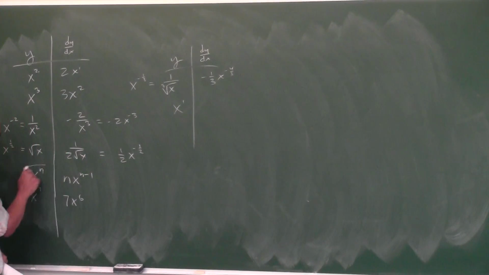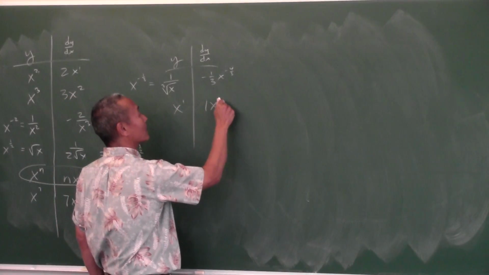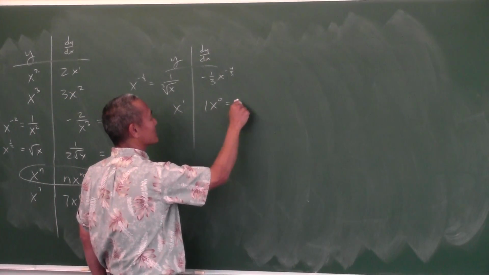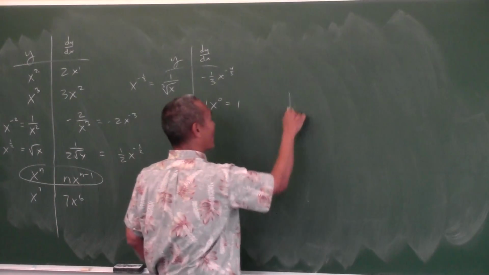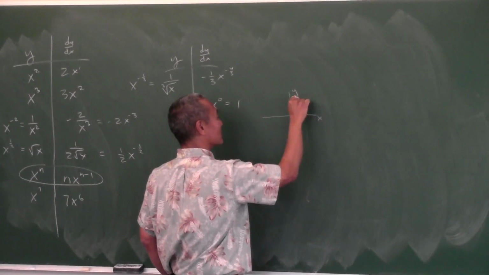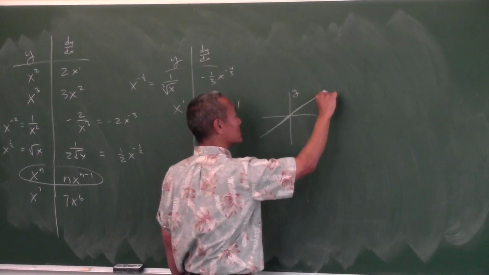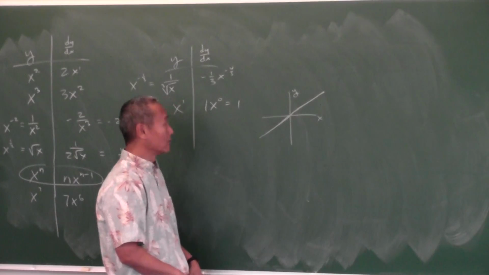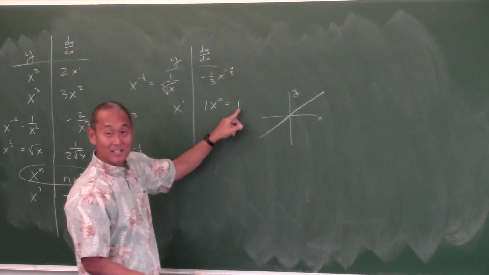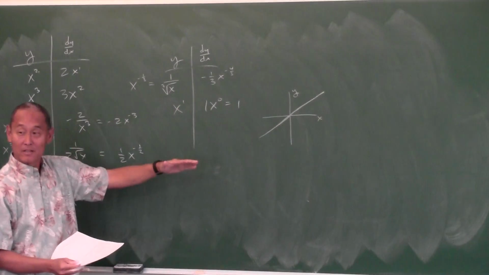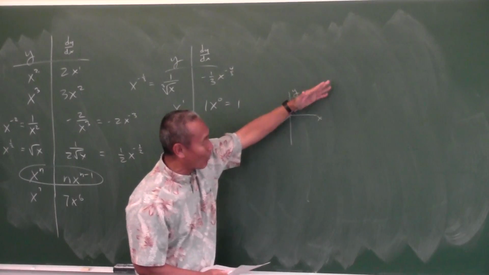Using the rule right here, 1x to the 0. But what is x to the 0? So it's just 1. But if you just think about it, it makes sense, because what is the graph of y equal x? And look, the slope is always the same. What is the slope? What's the slope of y equal x? 1, because the derivative tells you the slope. And when you have a line, the slope never changes. This is 1, 1, 1, 1, 1.